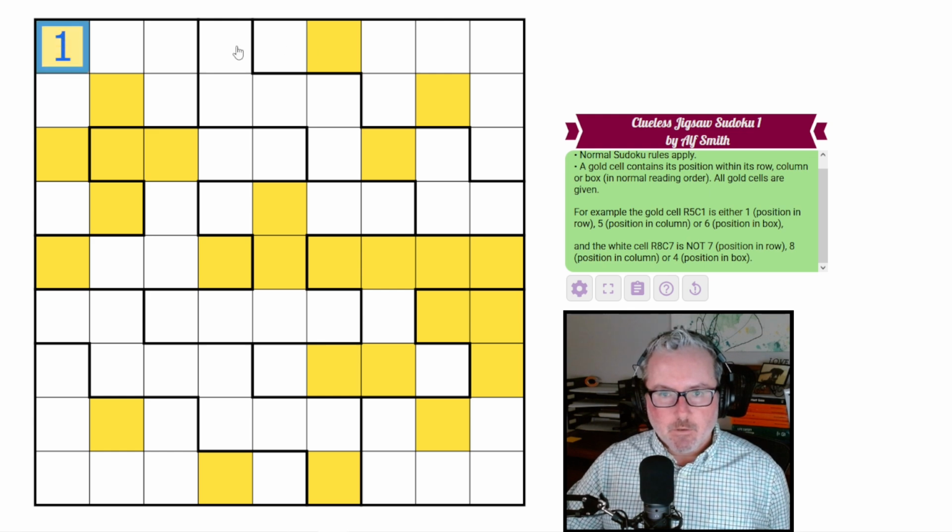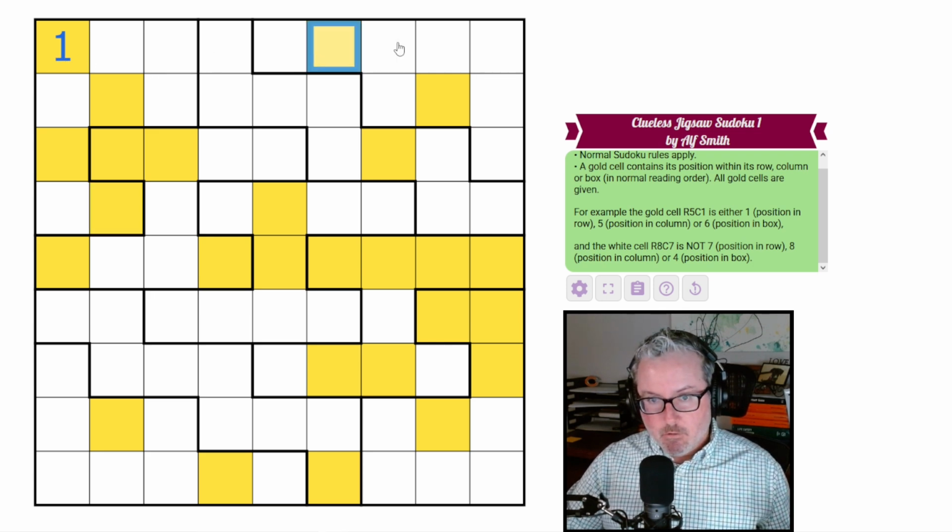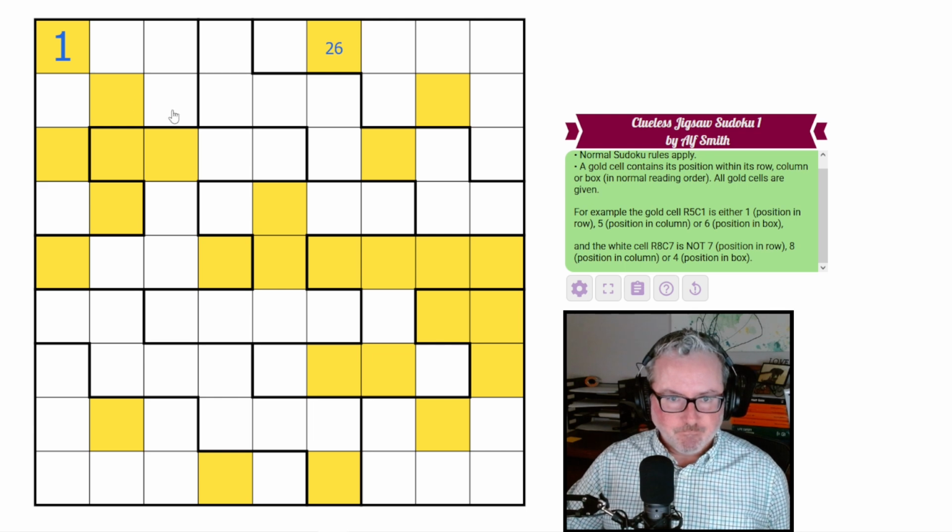And I think I'm going to go in reading order for each of these and not necessarily in region. So this one here can't be 1 for its row. It could be 6 for its column, or it could be 2 for the position in the region. This could be 2 for row or column, or 5 for its position.